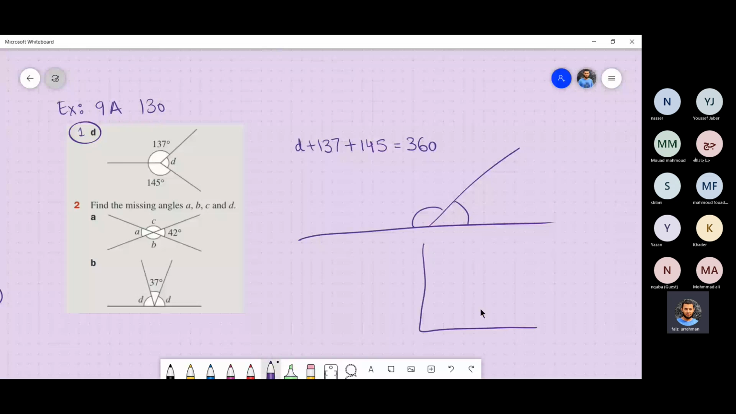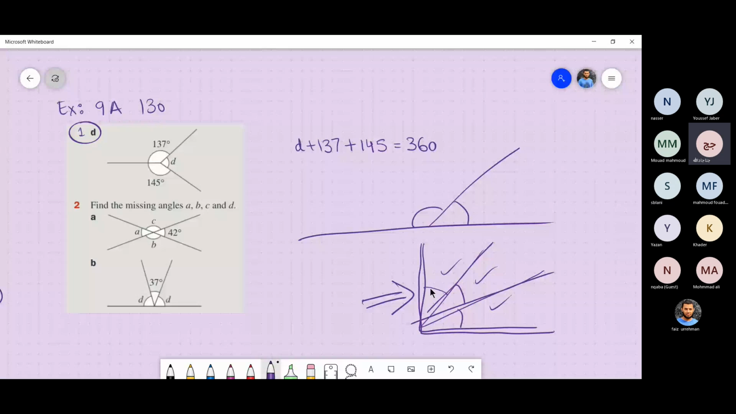If it is a 90 degree angle and it is broken into three parts, what will be the sum of these three angles? If I am cutting it into three angles, 1, 2, 3, and I add these three angles, what should I get? You will get 90, because this is a right angle. Every part will be 30.